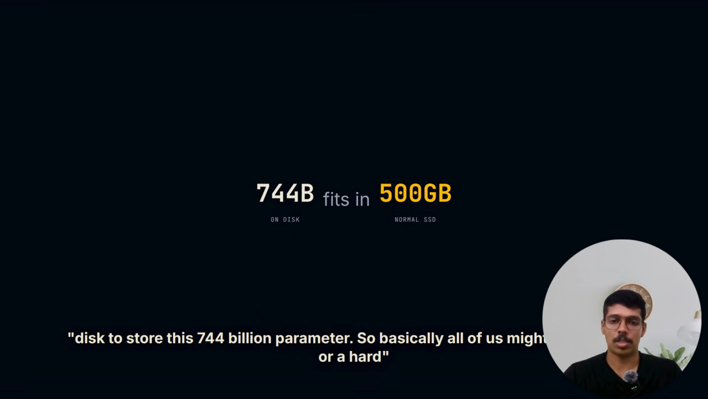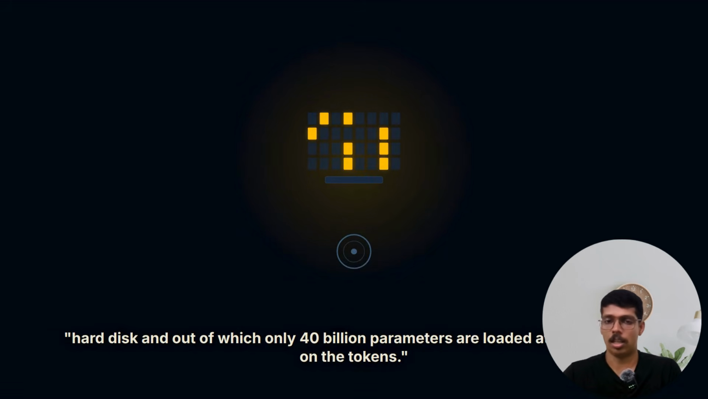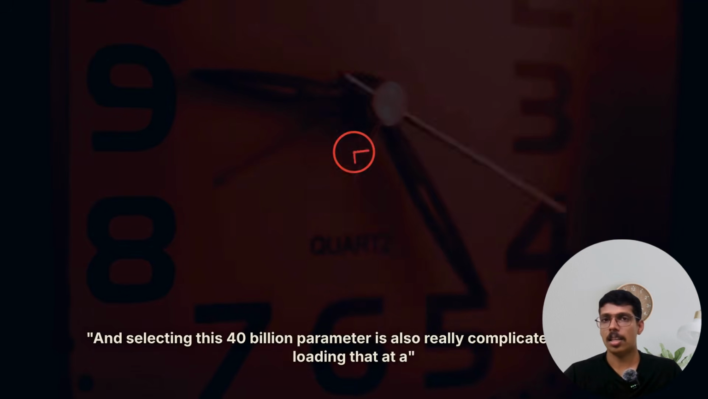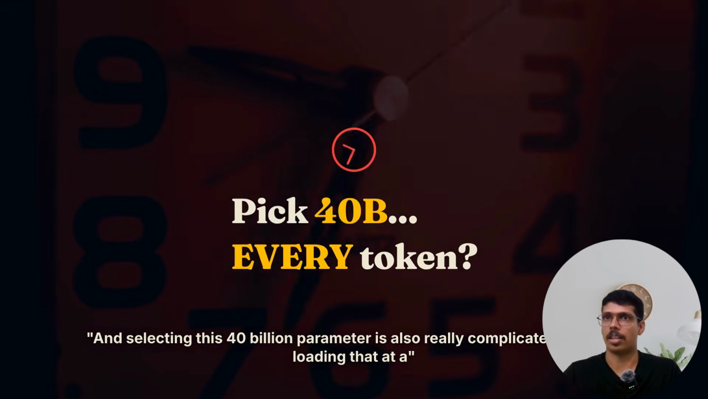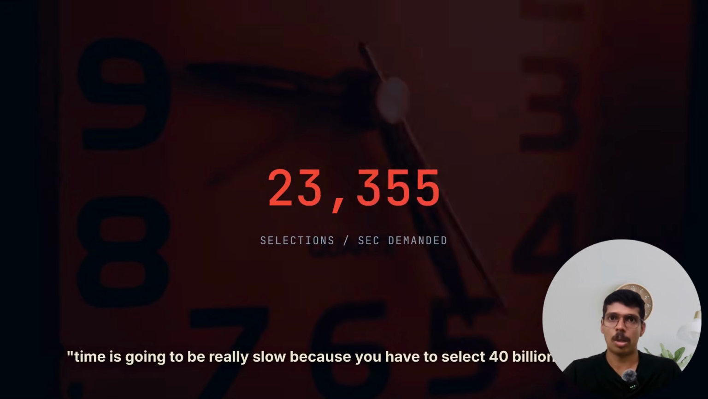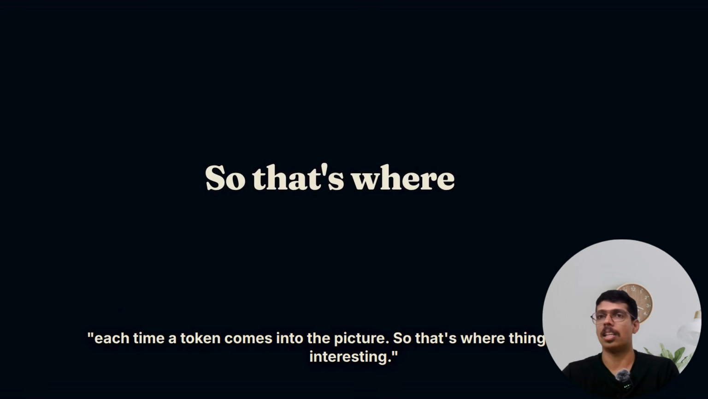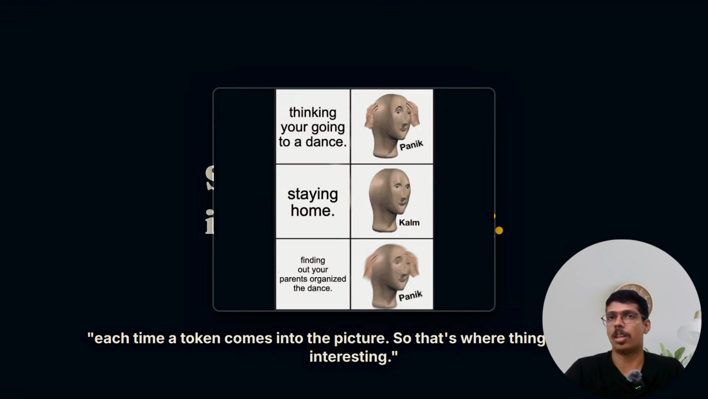Basically, all of us might have an SSD or a hard disk with 500 GB of space. So all of these 744 billion parameters are stored on the hard disk, and out of them only 40 billion parameters are loaded at a time based on the tokens. And selecting those 40 billion parameters is also really complicated, because loading them is going to be really slow, since you have to select 40 billion parameters each time a token comes into the picture. So that's where things get more interesting.